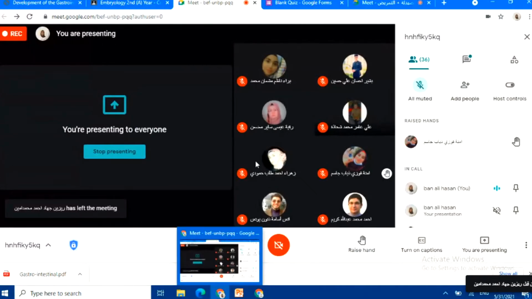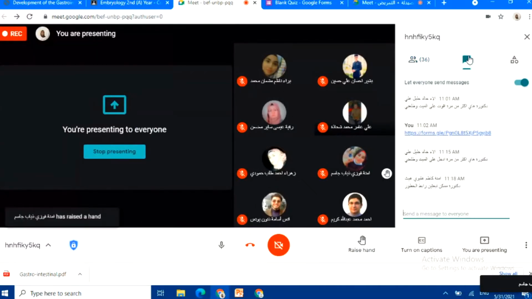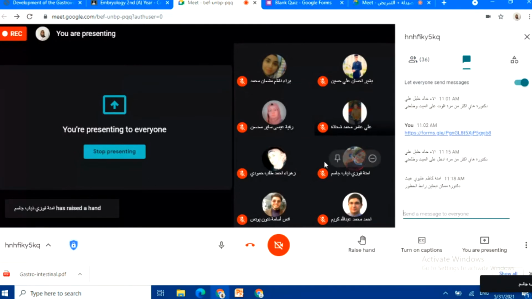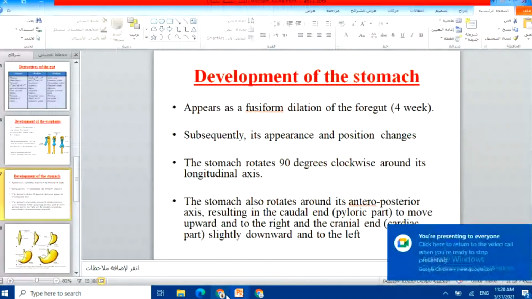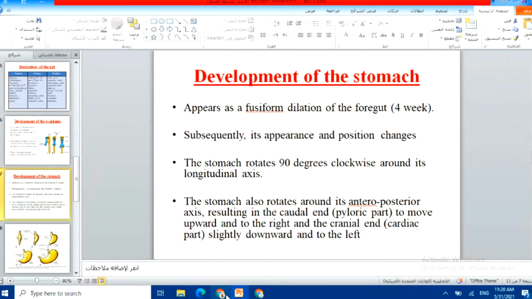The foregut. Excellent, Anas. So the stomach is formed by the foregut, in the 4th week of embryonic development. Then we have 3 steps in order to form the stomach. The stomach will form through 3 steps.